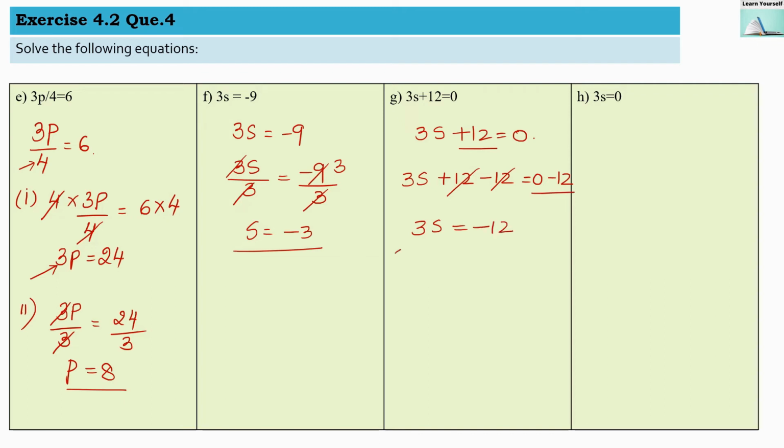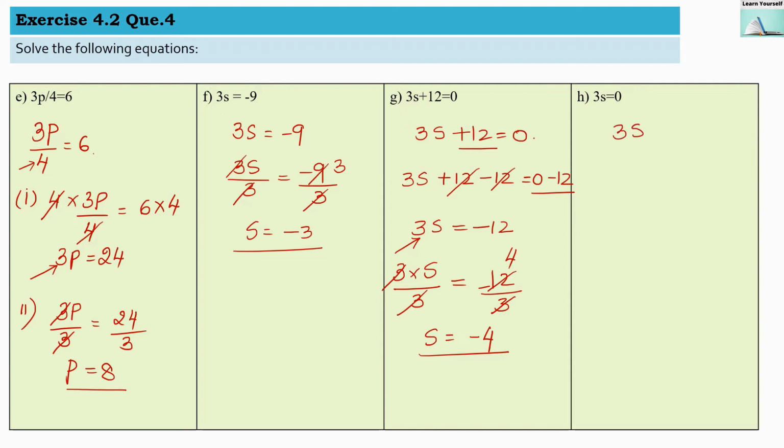Now to remove this 3 and make our variable separate, we are going to divide by 3, because 3 is in multiplication. Towards LHS also we are going to divide by 3. So here 3 4s are 12. So s equals, we got here minus 4 as an answer.